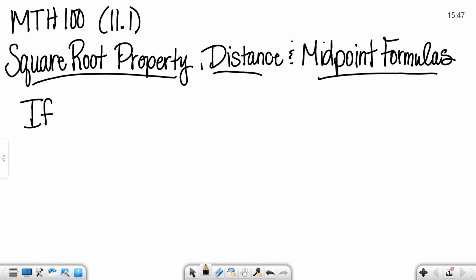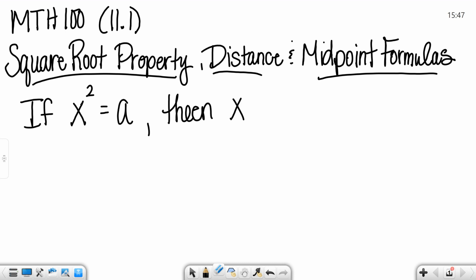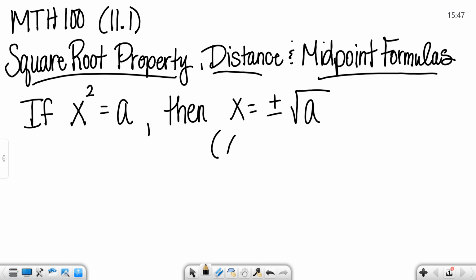Okay, so let's start with our little square root property. If we have a variable squared is equal to some number, a is just some number, then x is equal to plus or minus the square root of that number. So that means there's actually two answers. There's x equals the positive square root of a and x equals the negative square root of a. So there's two answers to that problem.